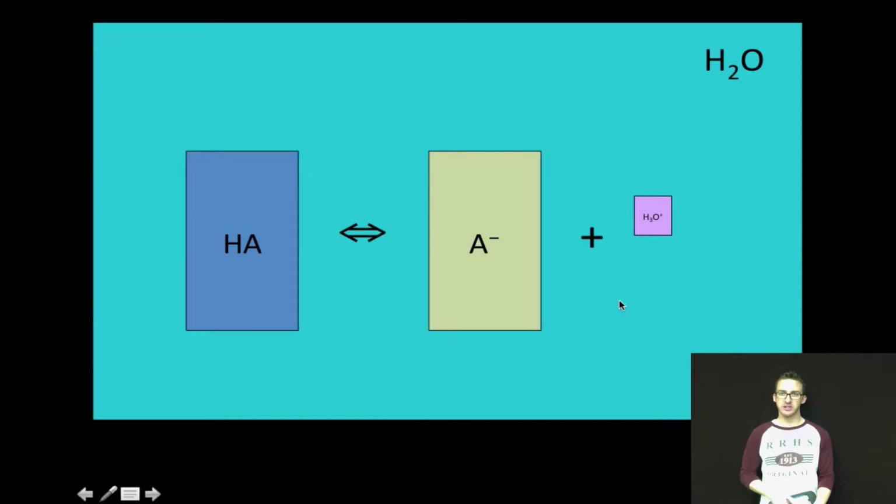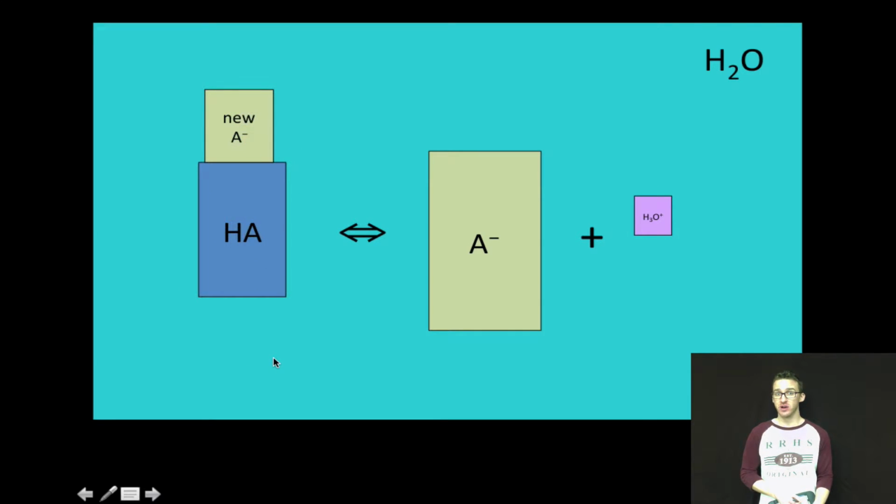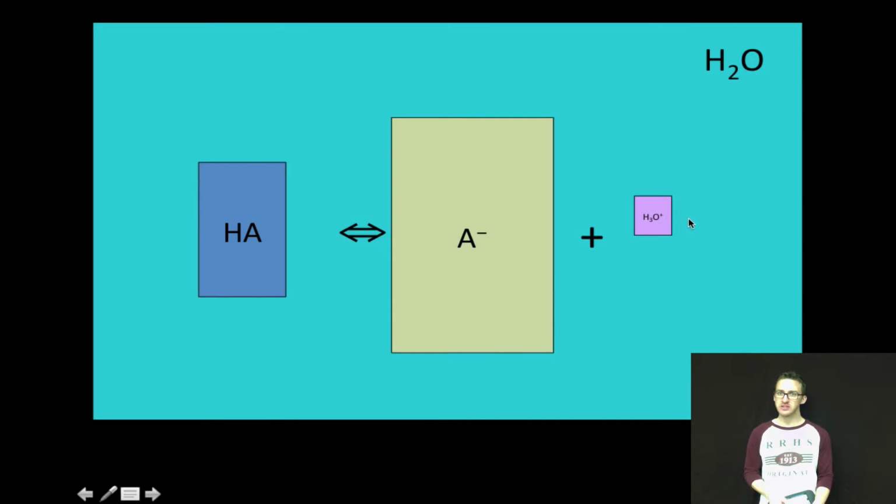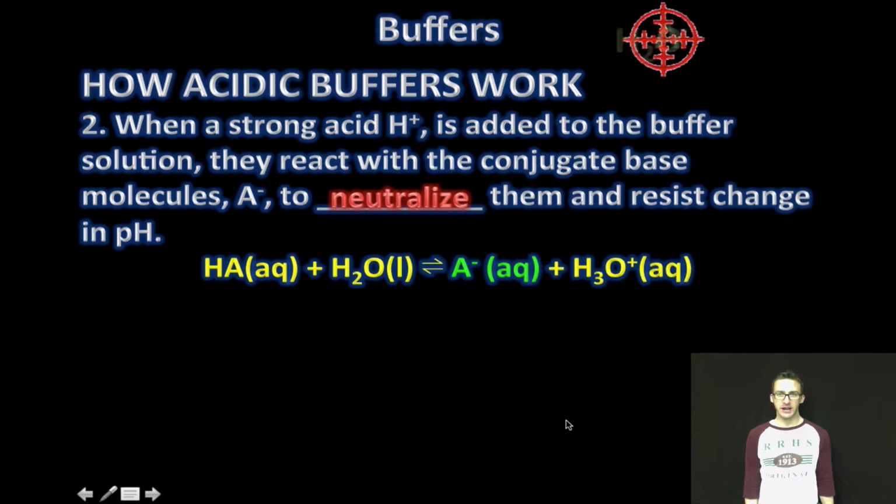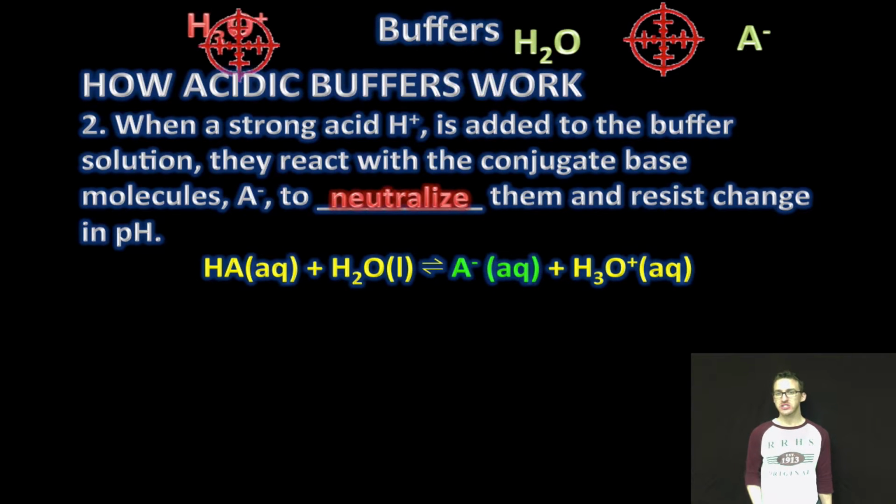So here imagine our buffer solution all occurring here in water. If I were to add some hydroxide, there is some weak acid there that's available to neutralize it, sort of protecting this pH, this hydronium ion concentration. It will react with the hydroxide ion to form more conjugate base, but essentially protecting the pH of the solution. They can also resist changes in pH by the addition of a strong acid because there's a conjugate base in solution to neutralize them.